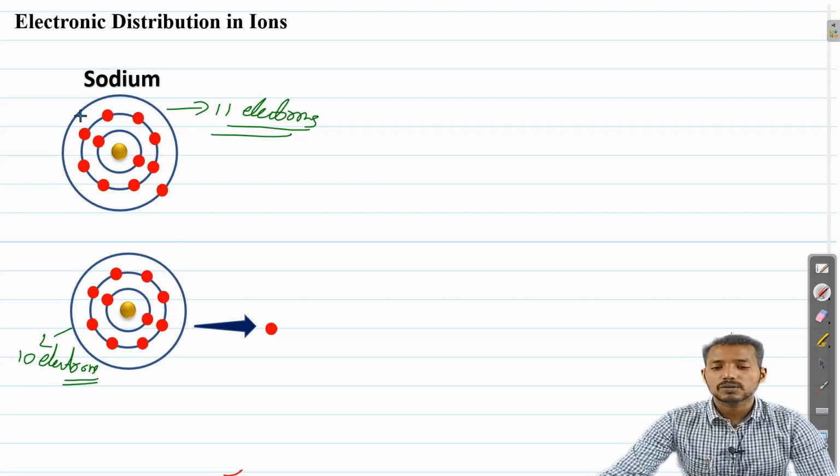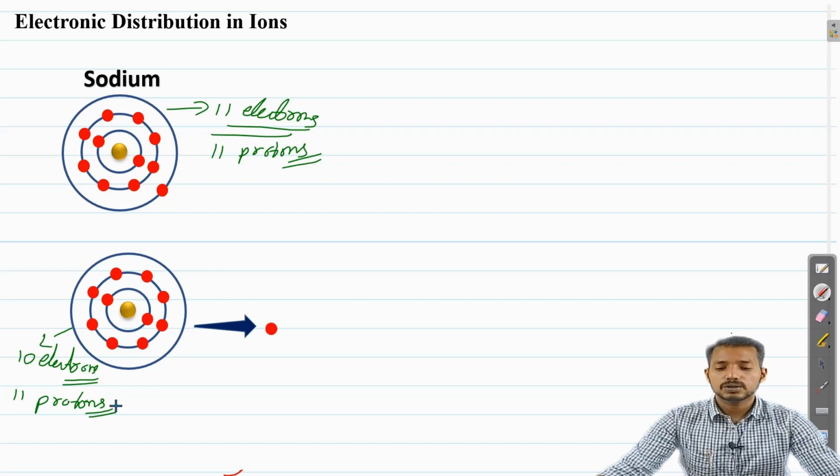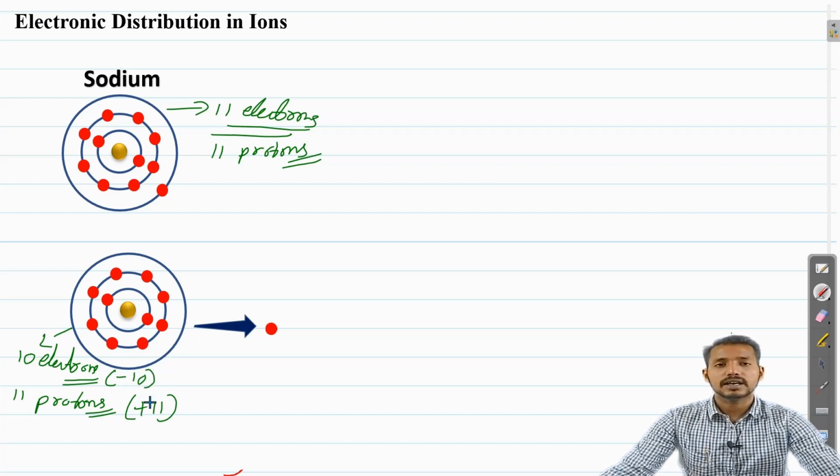But as we know, in a normal sodium atom there are 11 electrons as well as 11 protons. Similarly here, one electron is lost. Now there are the remaining 10 electrons, but at the same time 11 protons are there, because protons are not lost. So due to 11 protons, plus 11 charge is there. Okay, there are 11 positive charges, relative charge I am taking, and due to the 10 electrons there are minus 10 relative charges. So while taking the total charge, minus 10 and plus 11 will become plus 1.